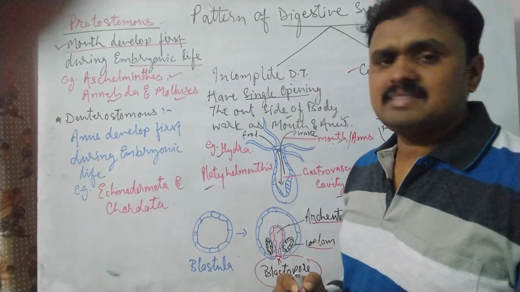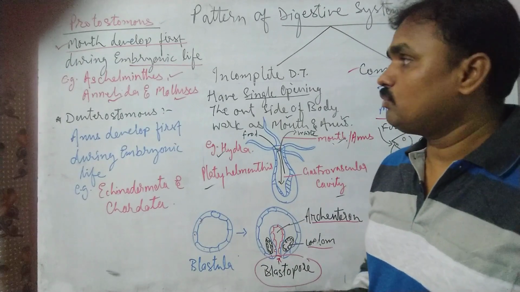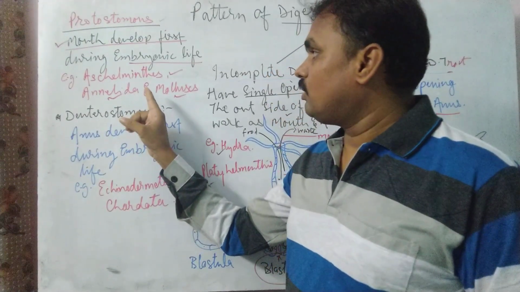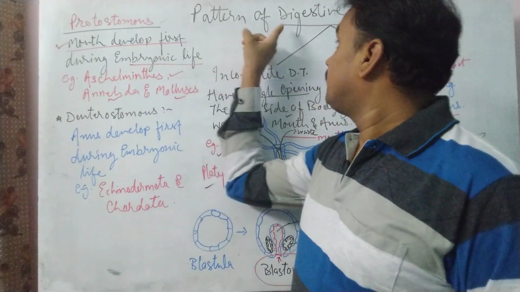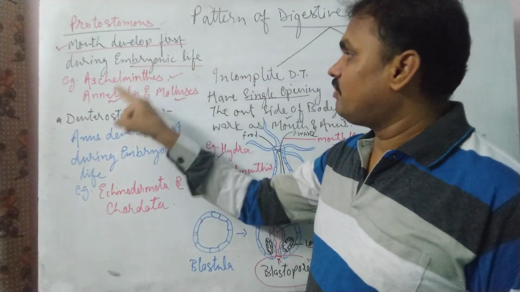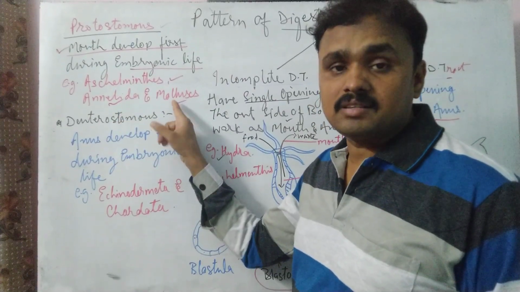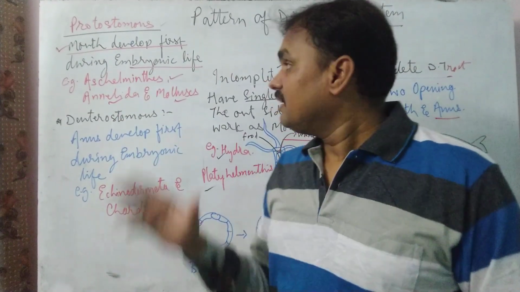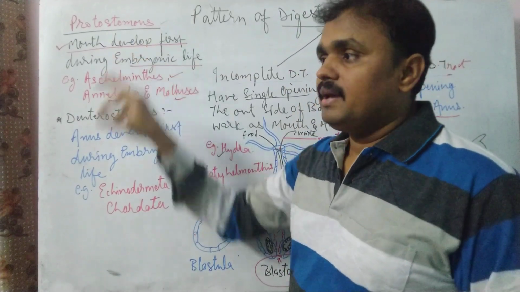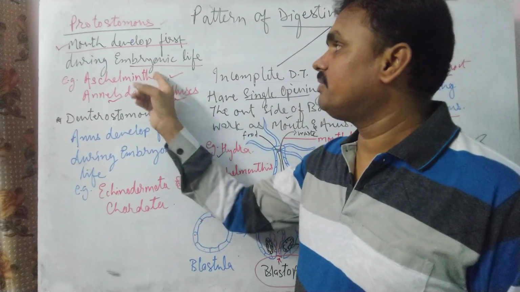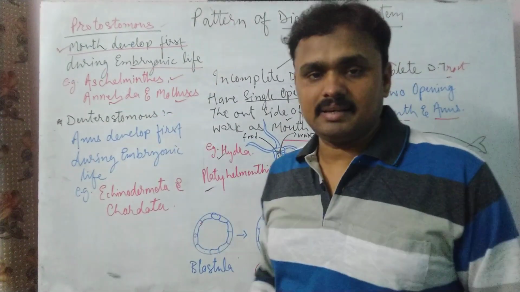In the exam they will not ask you what you mean by protostomes. They will ask you which type of pattern of digestive system is found in Aschelminthes, Annelida or Mollusca. So you must know it. They are known as the protostomes, and protostome itself defines that the mouth develops first during the embryonic life cycle.